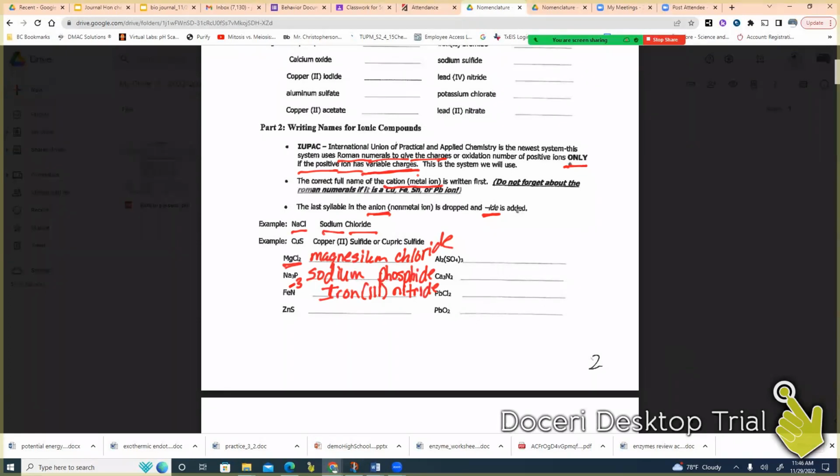Next one, what would the name of that one be? Zinc. And then S is going to be sulfide. That's it. That's all I got to do.